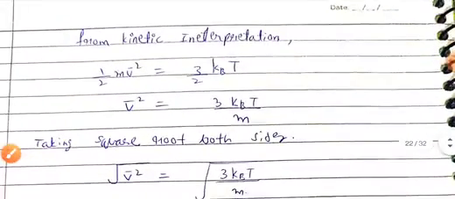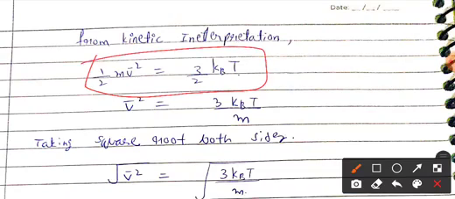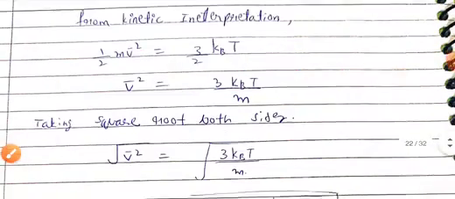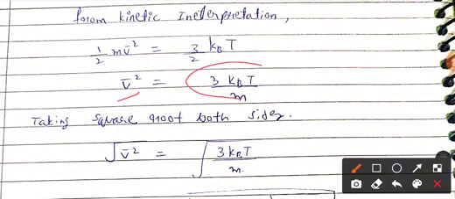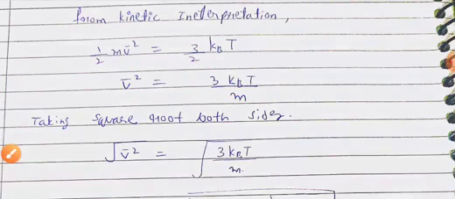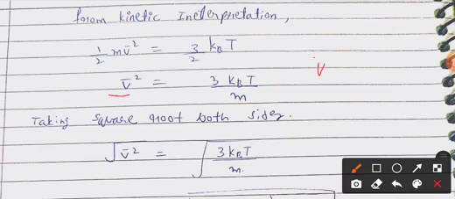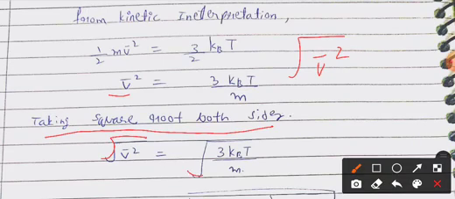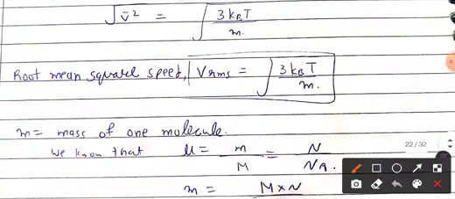From the kinetic interpretation, we know that half of m v bar square is equal to 3 by 2 kBT. We have derived this. So v bar square will be equal to 3 kBT by m. The 2 and 2 cancel out, and this m goes in the denominator. This is the mean square speed. We want to calculate the root mean square speed. So taking the square root on both sides, this will be the root mean square speed, root over 3 kBT by m. This is our root mean square speed, denoted by VRMS, equal to root over 3 kBT by small m.